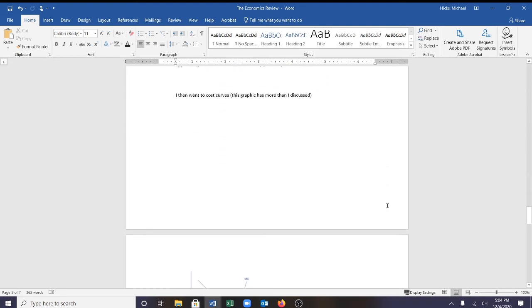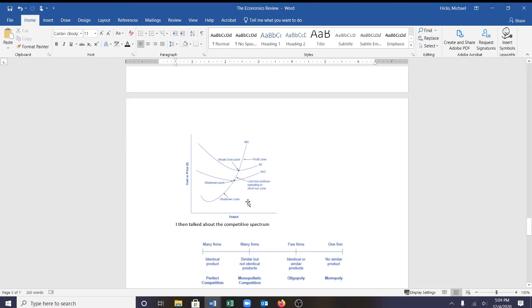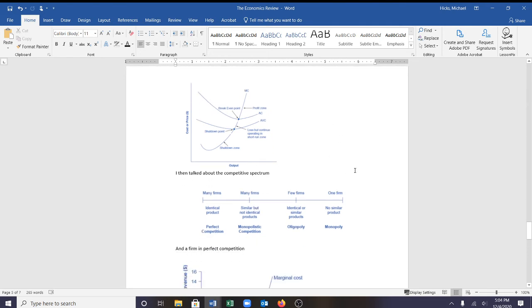I then went on to discuss cost curves, and I did more detail than is available here, but I noted we had a fixed cost curve that became an average fixed cost, which is not illustrated here, which, once it's an average, is actually the distance between the average total cost, here labeled average cost, and the average variable cost, and that there's a marginal cost. And I didn't talk about profit zone and break-even point. I saved that for the next portion of the class, which is the competitive spectrum.